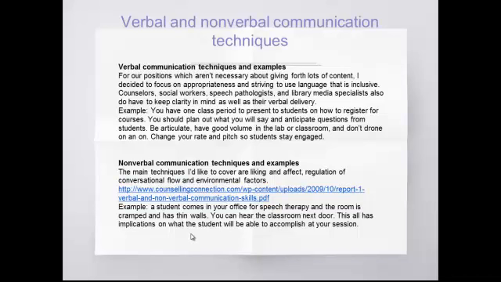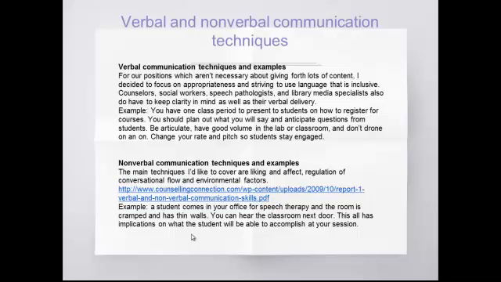For nonverbal, the main techniques I like to cover are liking and affect, regulation of conversational flow, and environmental factors. There are many other nonverbal communication aspects, but I thought these ones would be most relevant to us in our field as educational specialists. So nonverbal immediacy is perceived positively by students. Immediacy is smiling, removing physical barriers, eye contact. Those are things that we can do to make our affect open, make students like us. Just in general, if you look approachable and happy to be helping them, then they'll come to you.